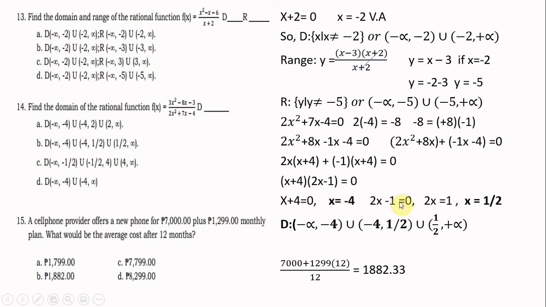And 2x minus 1 equals 0. So transpose, that becomes positive 1. Divided by 2, so our x equals 1/2. So these are our restricted values of x, negative 4 and 1/2. Therefore, our domain is the interval negative infinity to negative 4, union negative 4 to 1/2, union 1/2 to positive infinity. Okay, so that's our domain.